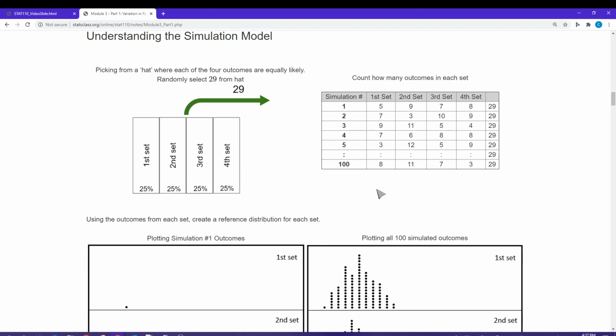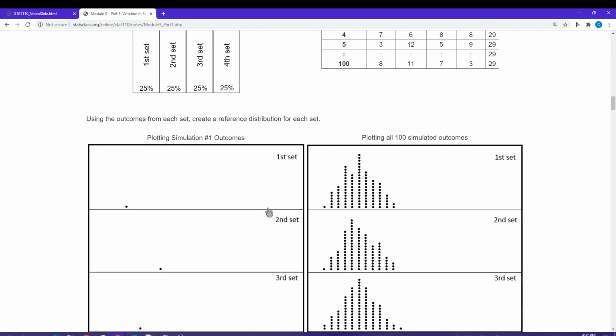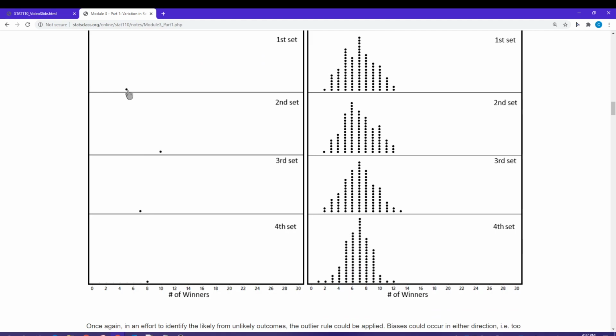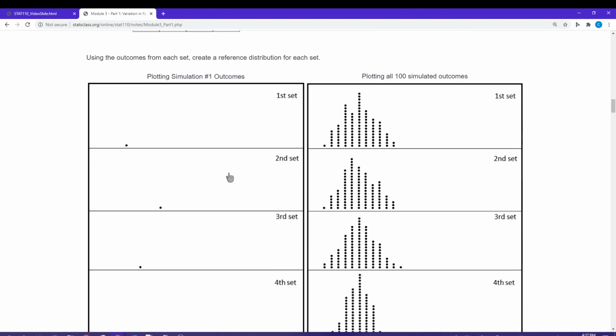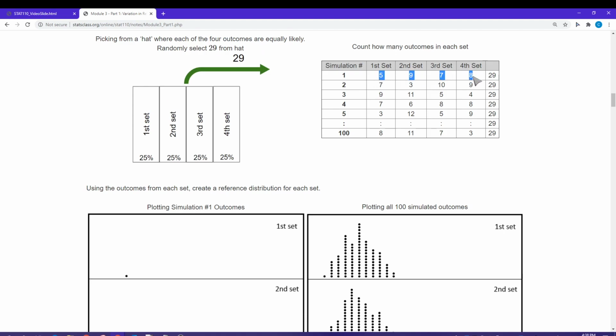So how do I obtain my reference distribution when I have 4 different sets? Well, I would just have 4 different reference distributions. I would have a reference distribution for the first set, the second set, the third set, and the fourth set. So if I took these first ones and just started plotting those, I would have a 5 for set 1 here. It looks like I have a 9 for set 2. For set 3 here, I have a 7. And then for set 4, I have a value of 8.